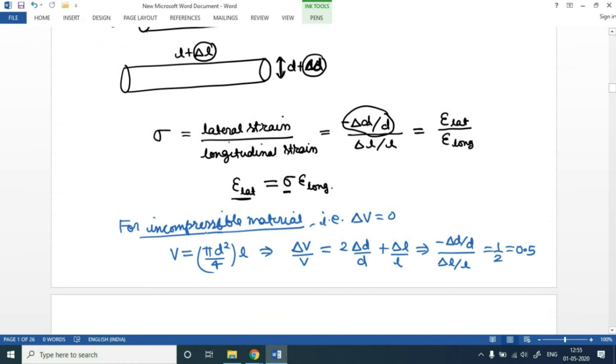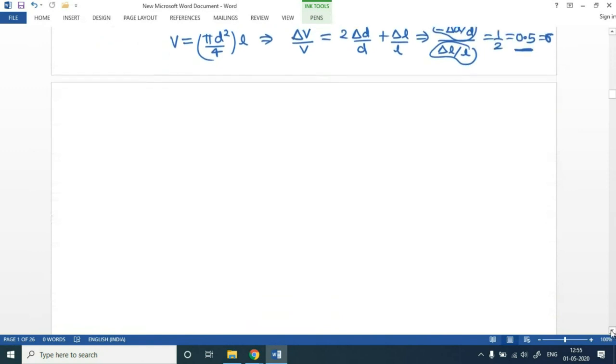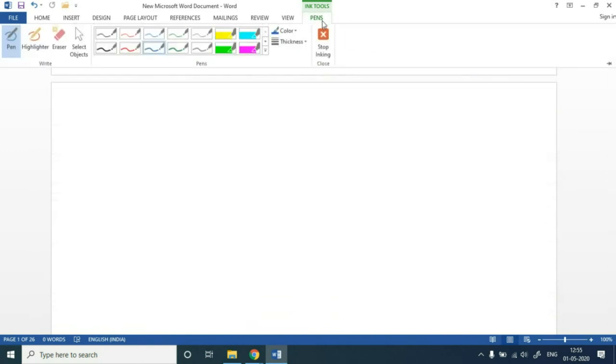So for an incompressible material, the value of sigma, which is Poisson's ratio, that is lateral strain by longitudinal strain, will turn out to be 0.5. One another interesting thing I want to discuss over here is that you can relate different moduli of elasticity.